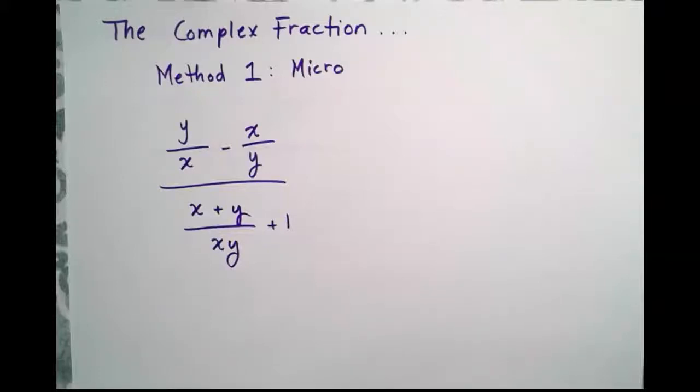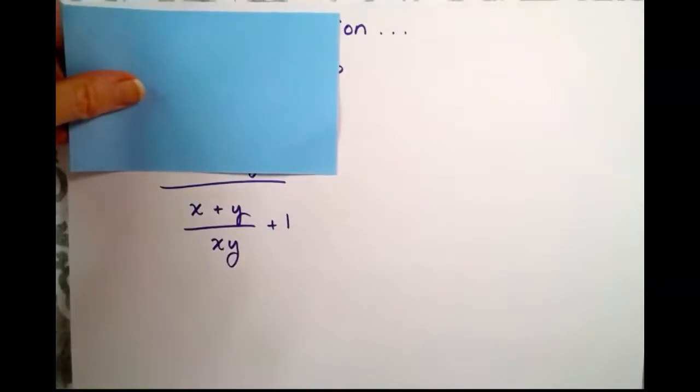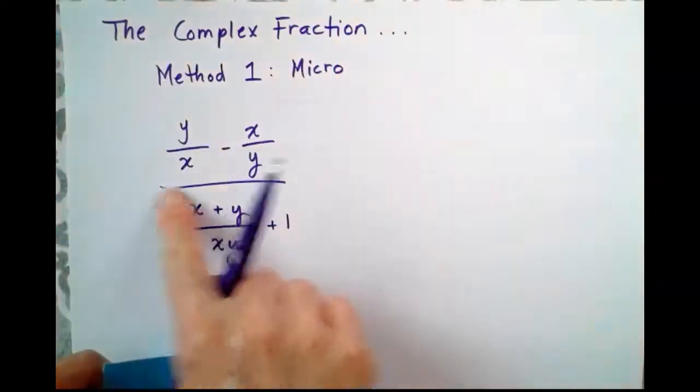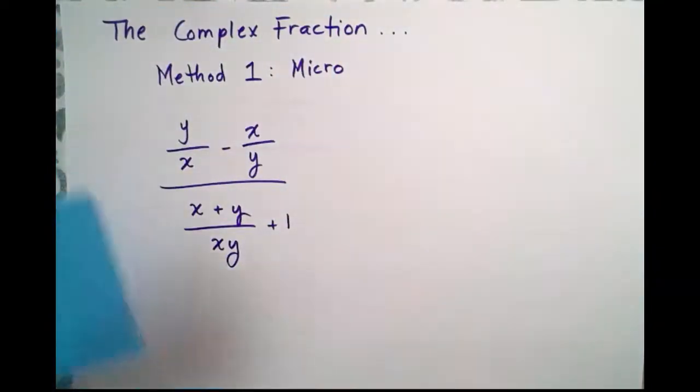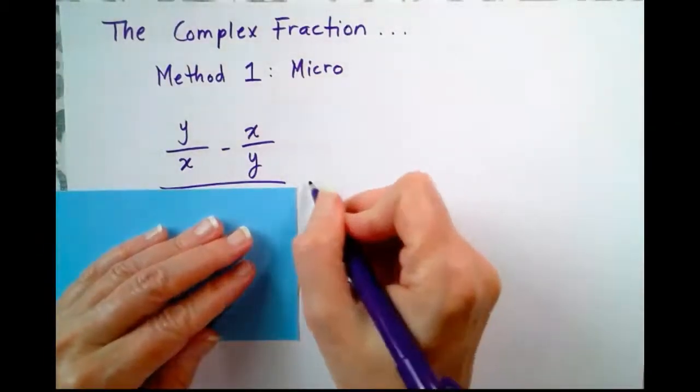So we're going to finish off the P chapter with the complex fraction. And we've got two methods here to simplifying a complex fraction. Method number one, we're going to go with the micro. And micro is when we first simplify the top, then simplify the bottom, then do the division. So let's do it this first way, and then I'll show you a different way, and you can pick your poison.